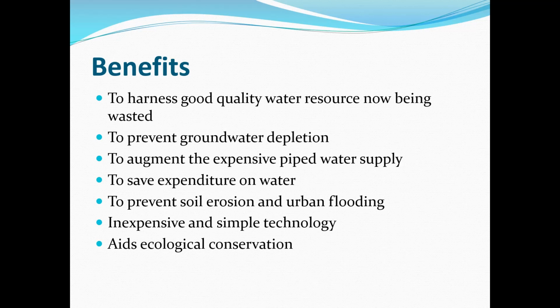Then to save the expenditure on water. Since we are getting rid of the piped water supply, there will be a saving. And this rainwater harvesting system does not require any running cost, and even the construction of these things does not require much money. So municipal authorities are now making it compulsory to implement rainwater harvesting in newly constructed homes, etc. So obviously there will be a saving on water.